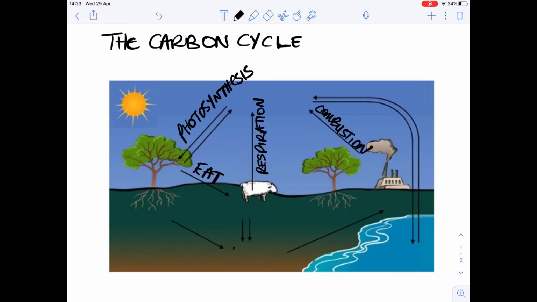When animals and plants die, decomposers return the carbon locked in their bodies back to the atmosphere via decay. Decomposers secrete enzymes to start decay.